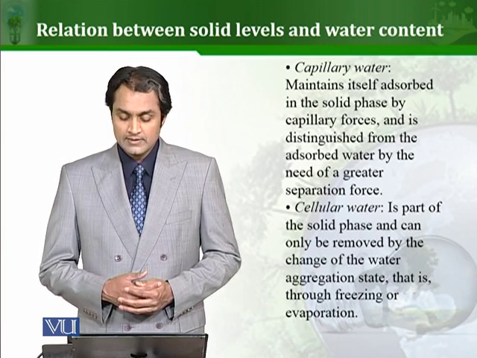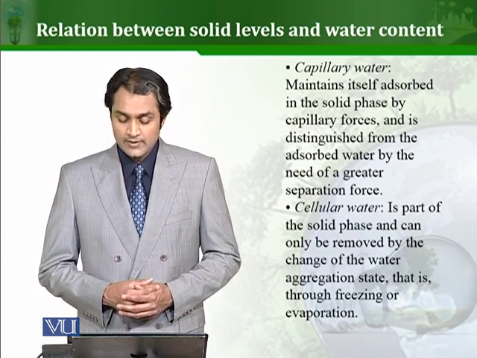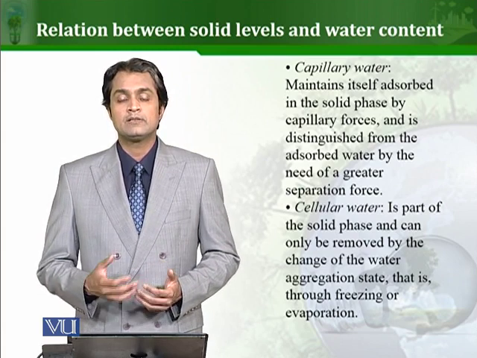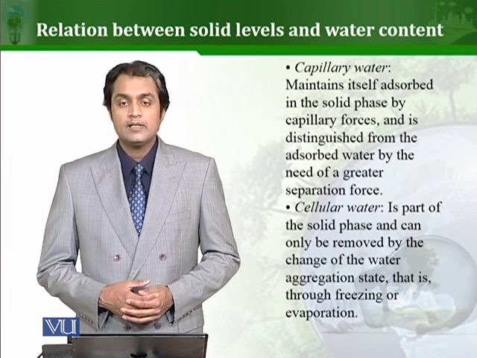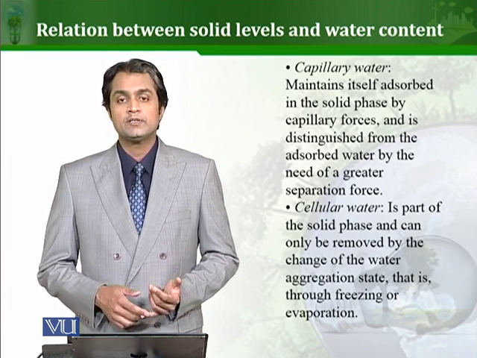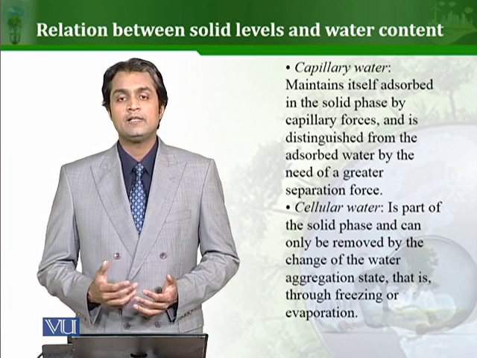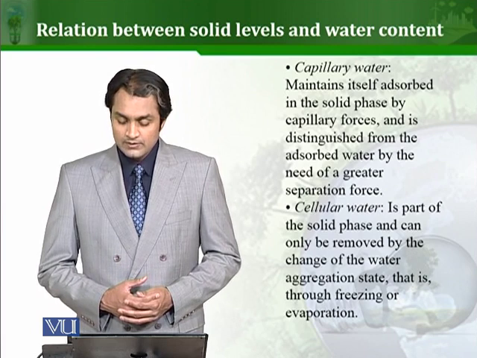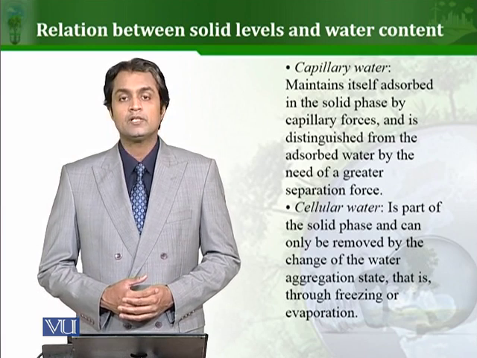And the last category of the water present in sludge can be called cellular water. As the name indicates, the water present in the biomass and cellular materials we will call cellular water. And as you can see, it is completely different from free water, adsorbed water and capillary water. So that's why it needs a completely different strategy to be removed. This cellular water is part of the solid phase and can only be removed by a change of water aggregation state, that is through freezing or evaporation.